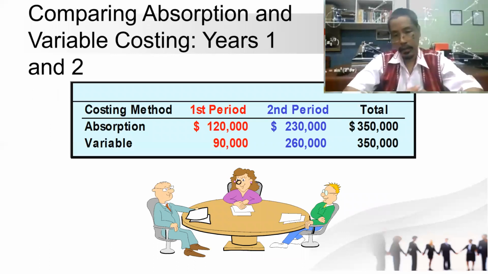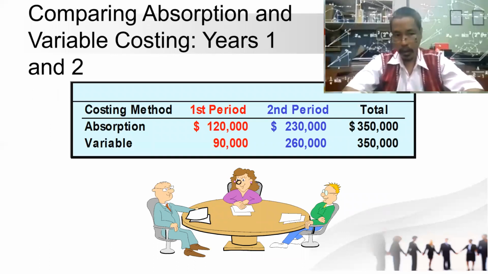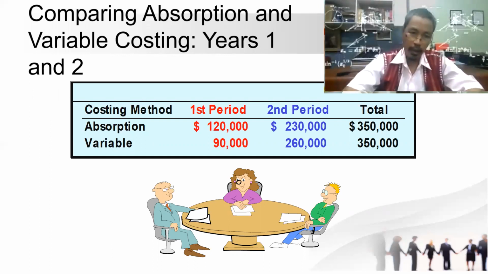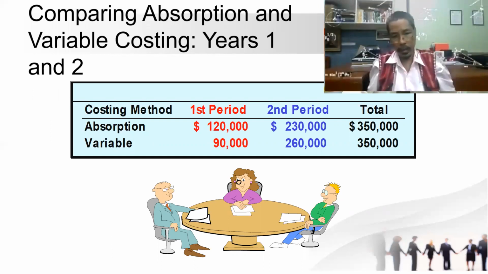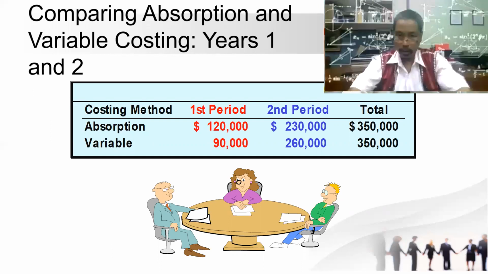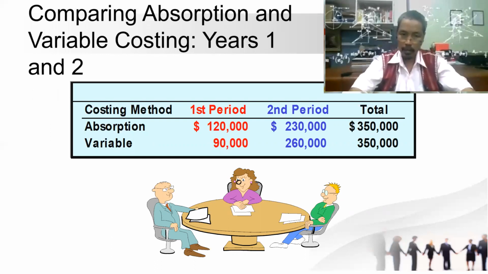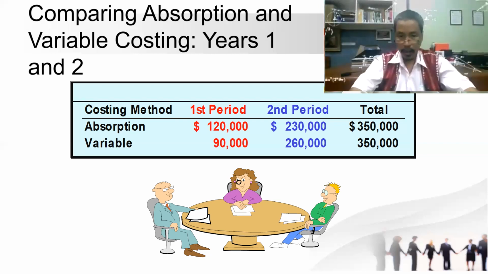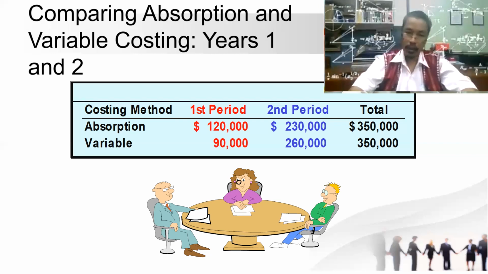Let us observe years 1 and 2 using the two costing methods: first period, second period, and the total. Absorption is 120 plus 230, that is what? 350. What about variable costing method? 90,000 plus 260,000. The total is the same, $350,000.